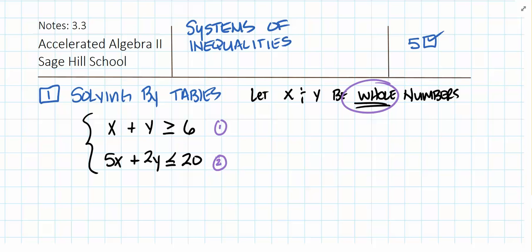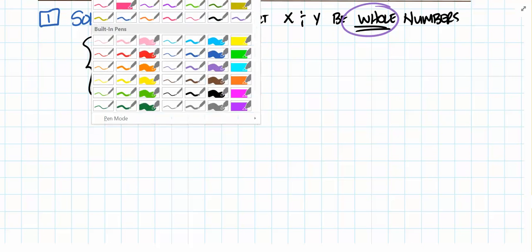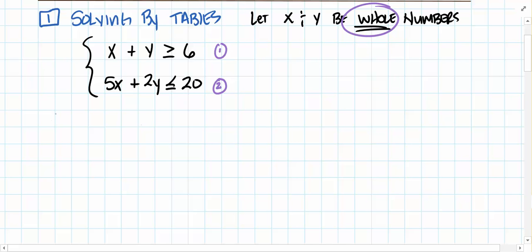However, the second one is a little bit different, right? It says that same number times 5 plus that same number times 2 has to be less than or equal to 20. So that one is bounded a little bit more. Do you understand that? So the first one has an infinite number of solutions. The second one is bounded. So let's start with the second one. We're actually going to solve this by using a table, all right? So I'm going to start by identifying the second one over here. So let's start with this, okay?